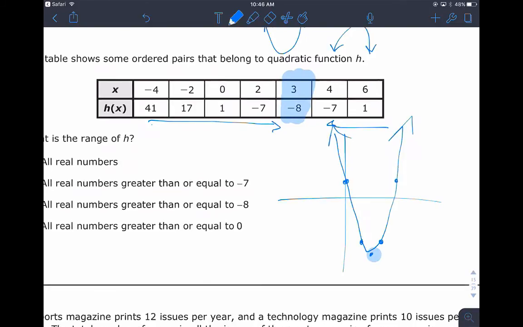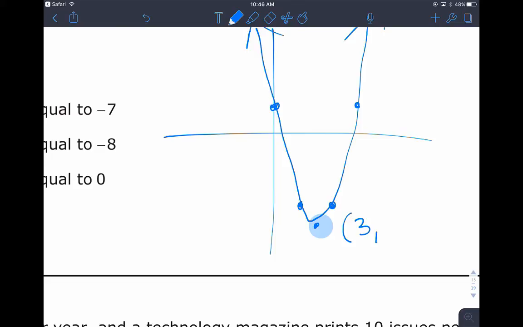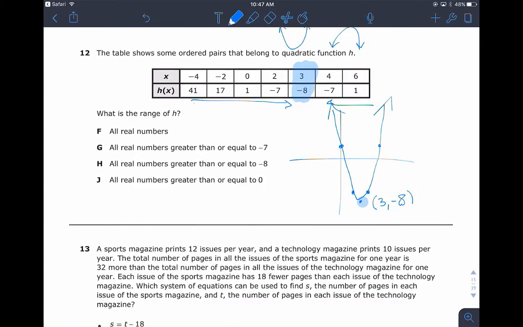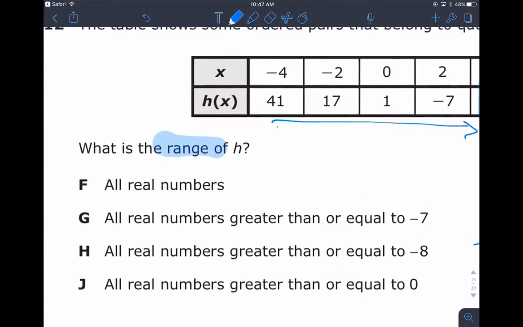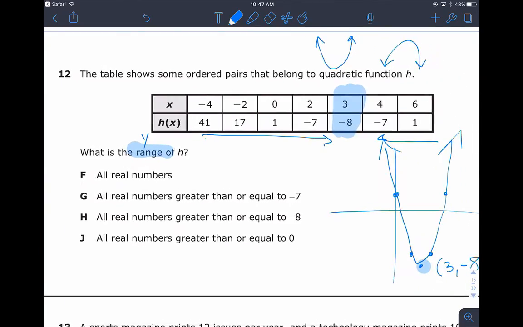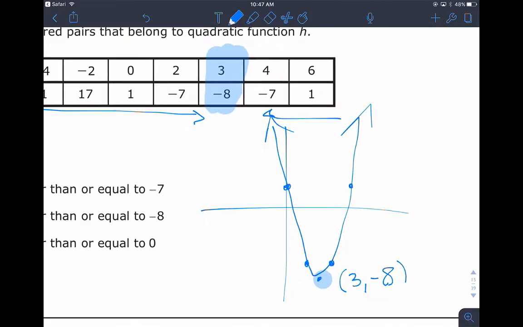That is your vertex: 3, -8. So that's going to help us answer these follow-up questions. What is the range? Range is all of your y values that exist on this function. By the way, domain, if they ask you for domain, is all your x values. So range is basically asking how high does a graph go and how low does a graph go.